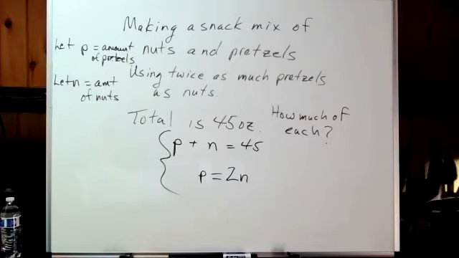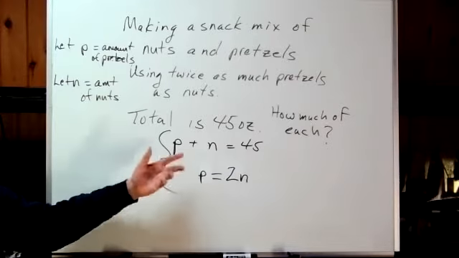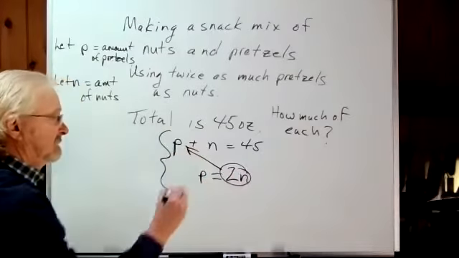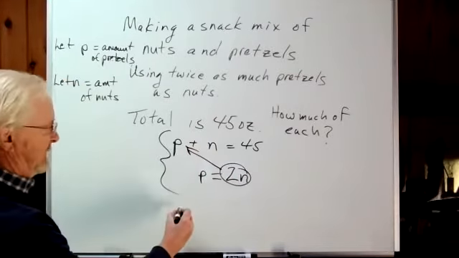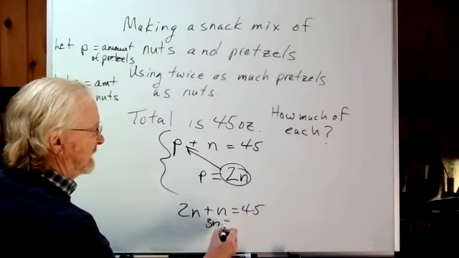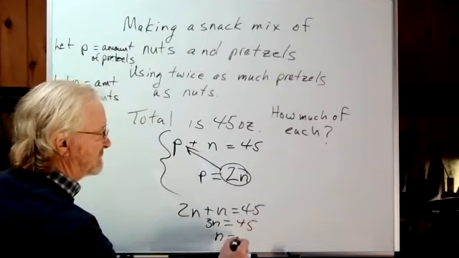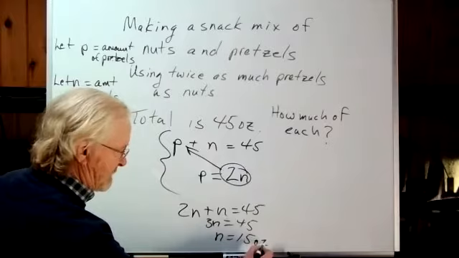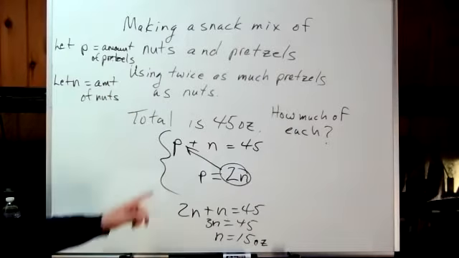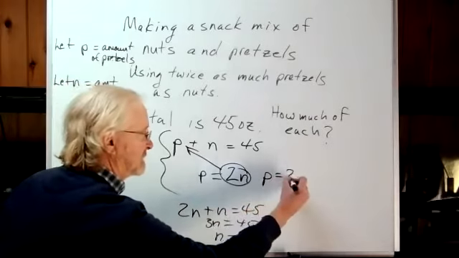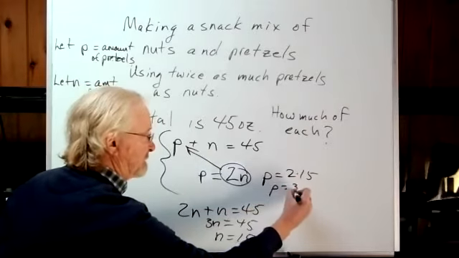Okay. Well, here's my system now. Again, this is solved for P, just the way I wrote it. Makes it another good substitution problem. All right. So I get 2N plus N equals 45. 3N is the 45, so the N must be 15 ounces in my problem, right? 15 ounces of nuts, and the amount of pretzels is twice the amount of nuts. So that'd be 30 ounces.